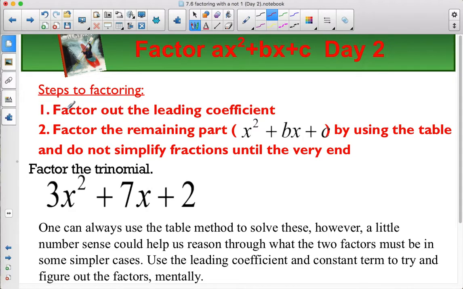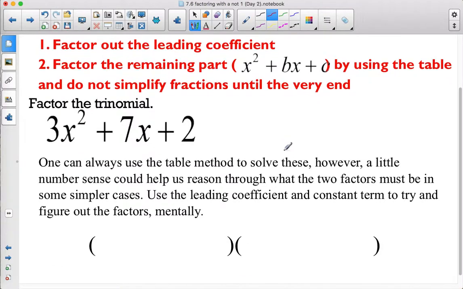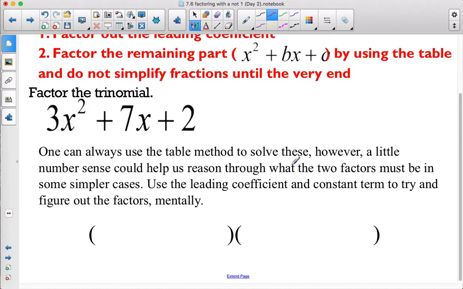Step 1 we talked about was factor out that leading coefficient, so we got back to expressions that we recognized where there was a 1 out front. And then what we did is we factored the rest by using the table and did not simplify our fractions until the very end. I want to show you one other way that you'll see this idea presented.